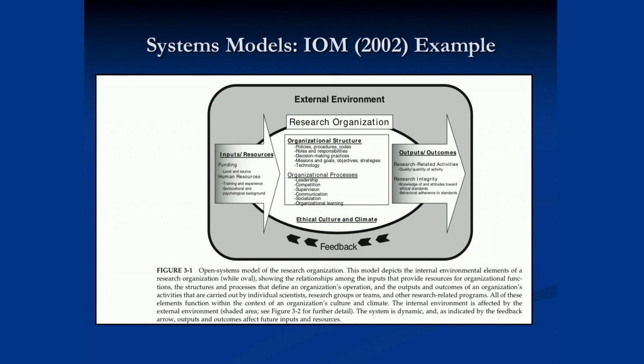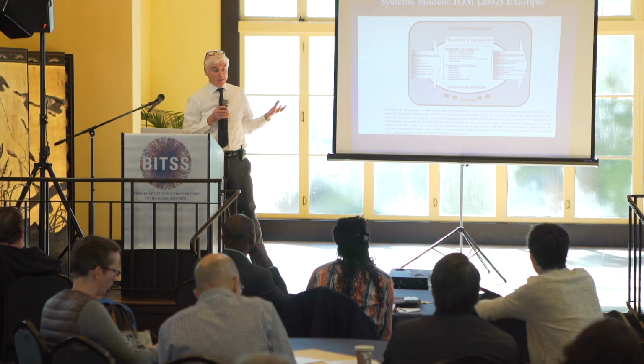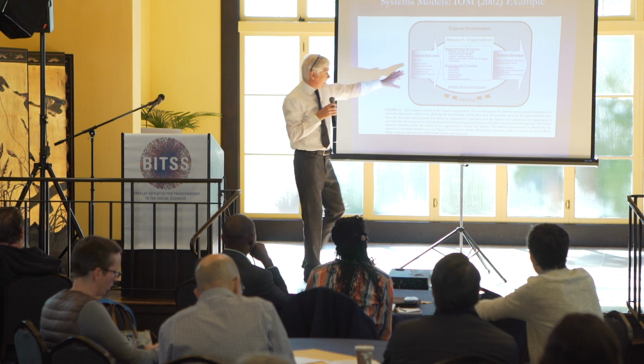So this is a very simple systems model. It's from the Institute of Medicine report. It shows a research organization that we would work in. It has outputs, it has inputs. So for example, if you work in a university, one of our outputs is students. We graduate students. We may have our own ideas and standards about who should and shouldn't graduate, but we're constrained by the organizations we work in.